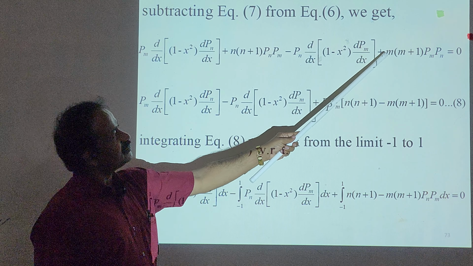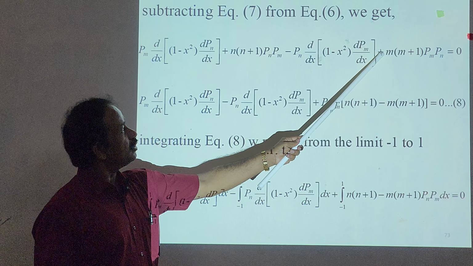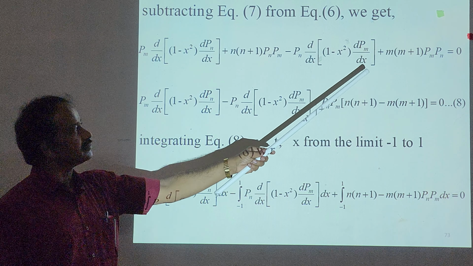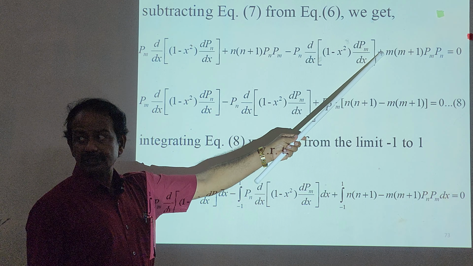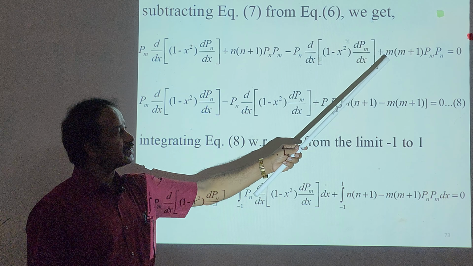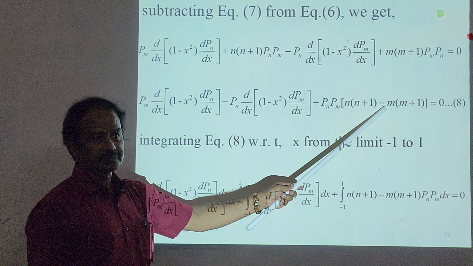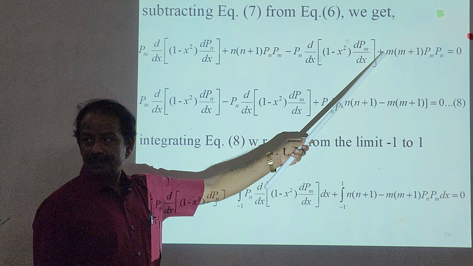So the minus sign is missing here, correct? We will have a minus sign, because we will have to subtract. So this is a minus sign. There must be a minus sign here. That's why we have the minus sign here. Okay? So there's a mistake here. It's a minus sign.